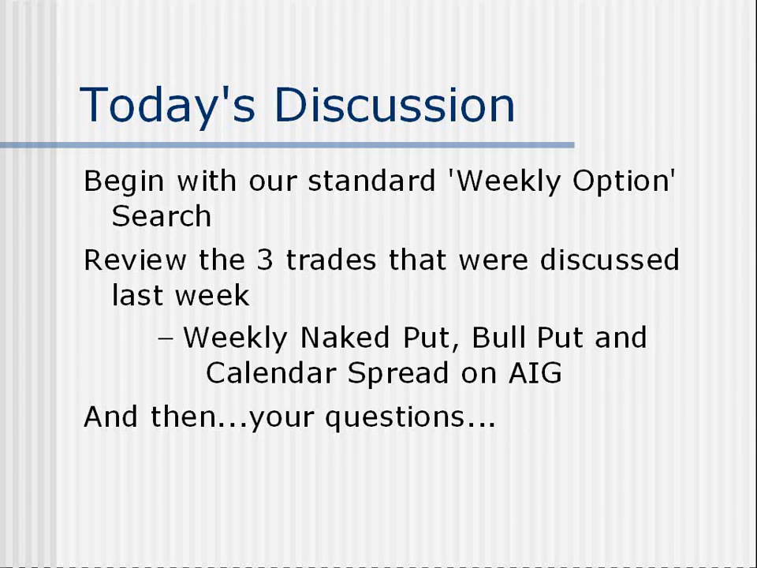At last count, we had 50 optionable stocks, ETFs, and indexes that supported the weekly options. We're going to run that search today to see if anything new was released yesterday. The weekly options are typically released the Thursday before the current expiration, so you have time to make adjustments if you need to.